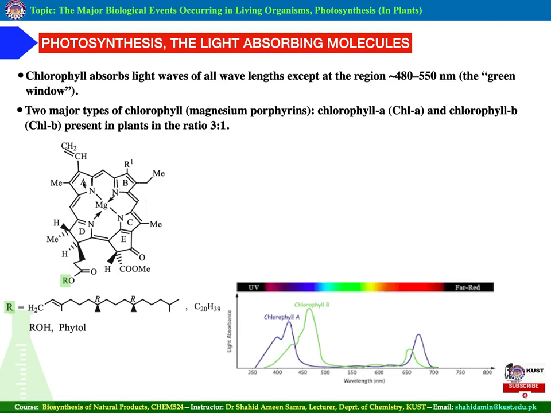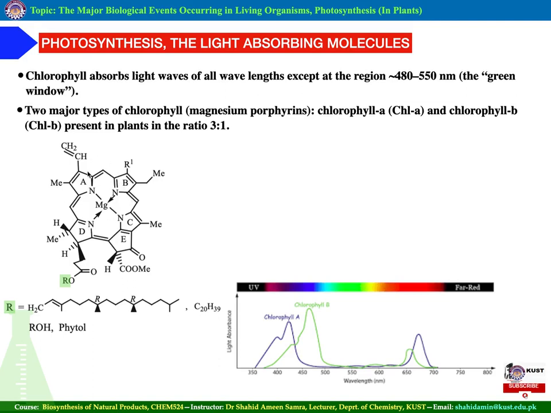Here are actually 4 basic rings: ring A, ring B, ring C, and ring D. Ring E is an extra ring in this particular structure of chlorophyll. And in between this porphyrin, there is a magnesium 2 positive ion that is bonded with these nitrogen atoms. And so this special type of porphyrin is known as magnesium porphyrins. So chlorophylls are magnesium porphyrins.